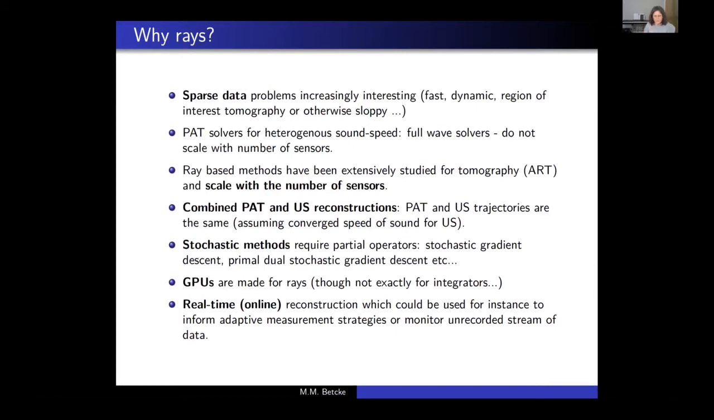There is an interesting fact, relatively easy to see: if you have ultrasound tomography together with photoacoustic tomography, and the ultrasound tomography has converged, the speed of sound has converged, then the ray trajectories that you have from the ultrasound are exactly the ray trajectories that I am using in the photoacoustic part. Okay.